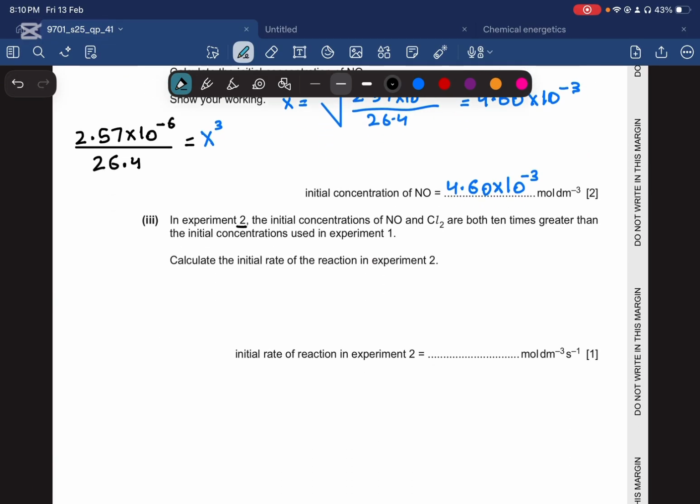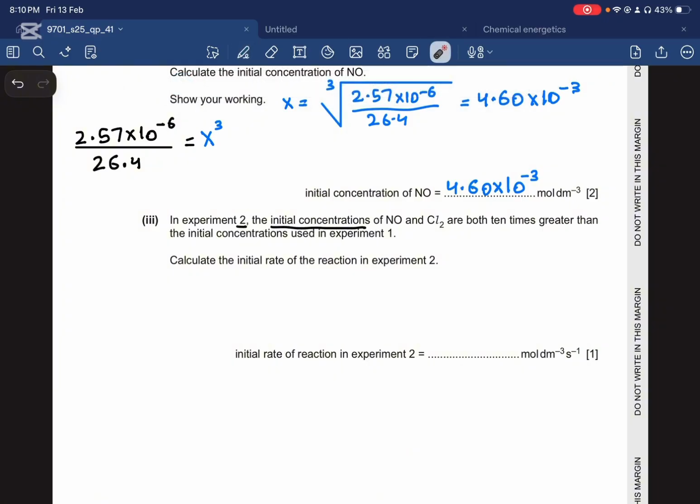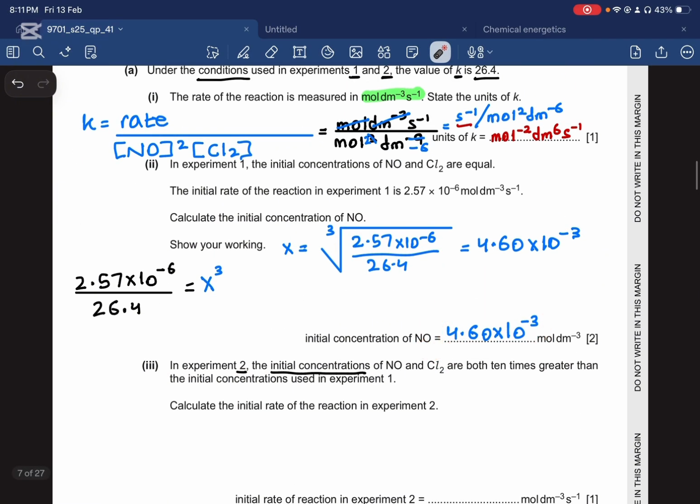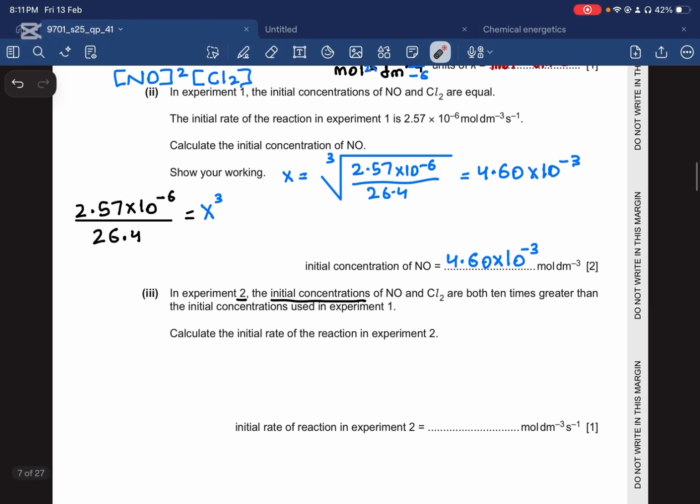Right, in experiment number 2, the initial concentration which we took for NO and Cl2, they are both 10 times greater than the initial concentrations used in experiment 1. So this is the concentration we used for NO, right? And when they said that NO and Cl2 are equal in experiment 1, this is what we use for NO, this is what we use for Cl2 in experiment 1. Now what are they saying? They're telling us that in experiment 2, the concentrations of this and this are both 10x, they're 10 times greater. Okay, calculate the initial rate of the reaction in experiment 2.